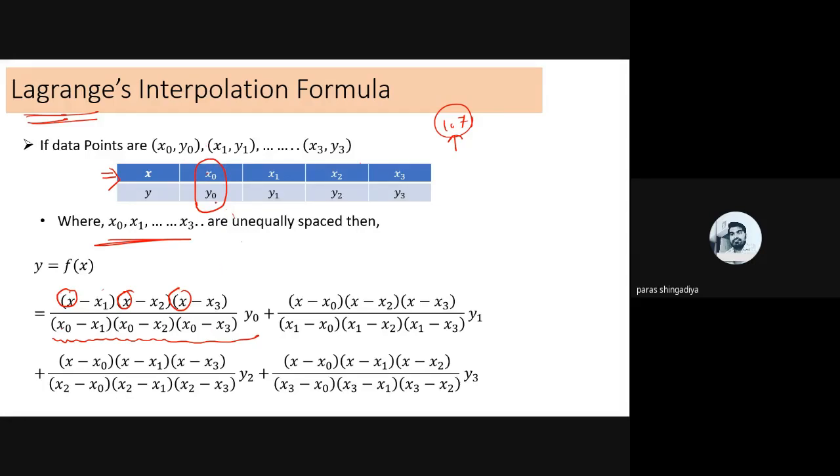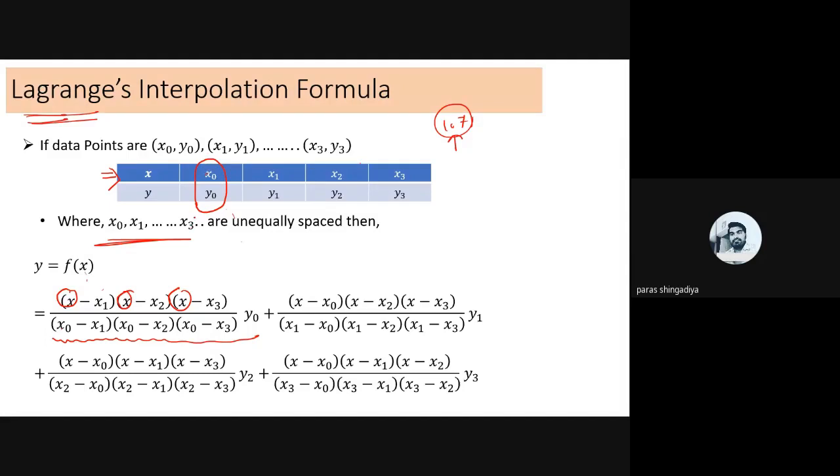Again, I repeat: for the first term you have to define it for the x0, y0 value, the first value given in the table. So how can we define this formula? Use x, the unknown value that you have to predict, so x minus x1, x minus x2, x minus x3. Skip x0 in the numerator, and use x0 in place of x in the denominator. So it will be x0 minus x1, x0 minus x2, x0 minus x3, into y0. Clear? That is for the first term, x0, y0.